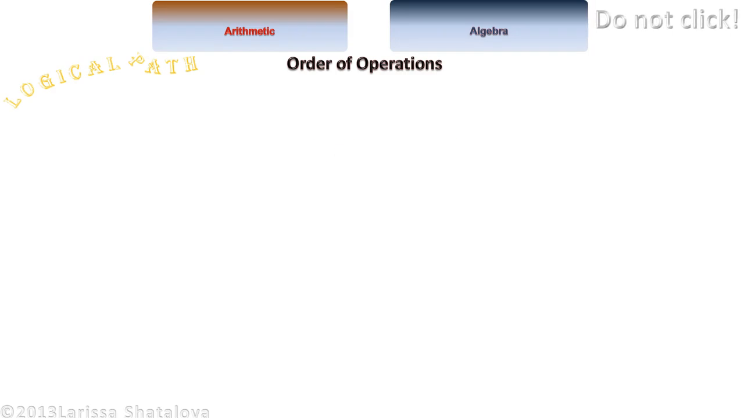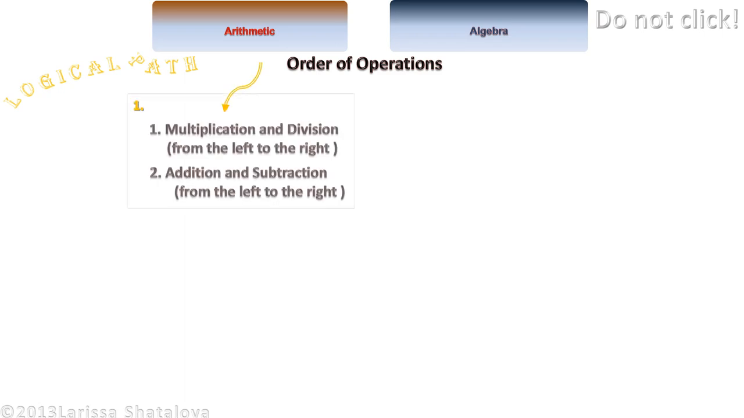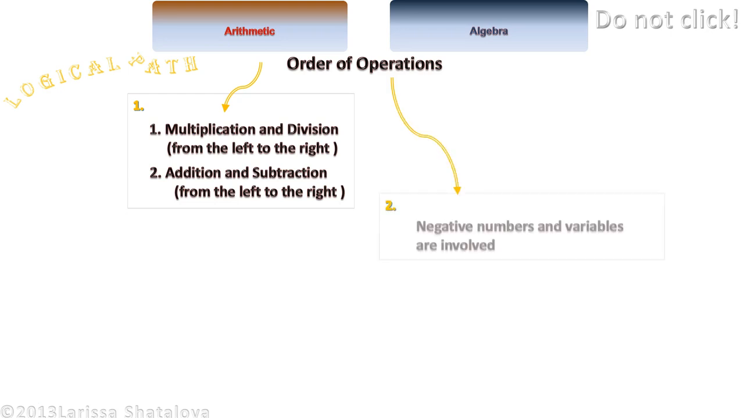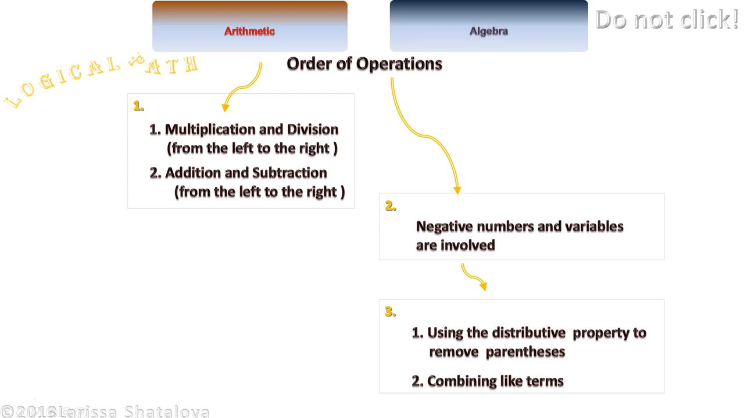In arithmetic, we practice the order of operations for multiplication and division, and then for addition and subtraction. And we know that in arithmetic, we practice practically positive numbers. In algebra, we add negative numbers and variables. This is why we have to change the order of operations. First, we will use the distributive property to remove parentheses, and then we will just combine like terms.